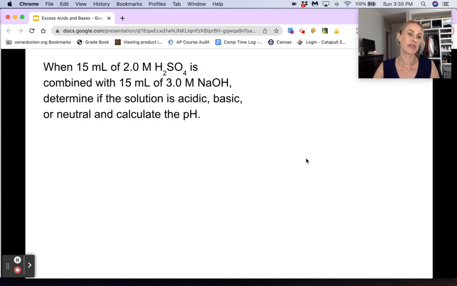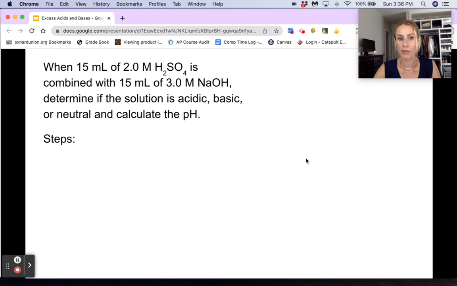So I'm just going to jump into two examples here. This is a 4-step process. And so I'll go by step with each example, and it will make more sense if we just jump into some examples. So our first example here is when 15 milliliters of 2 molar sulfuric acid is combined with 15 milliliters of 3 molar sodium hydroxide. We want to determine if the solution is acidic, basic, or neutral, and we want to calculate the pH.